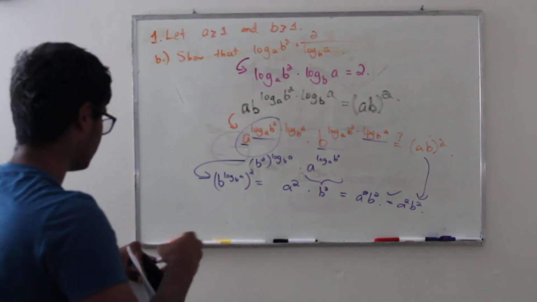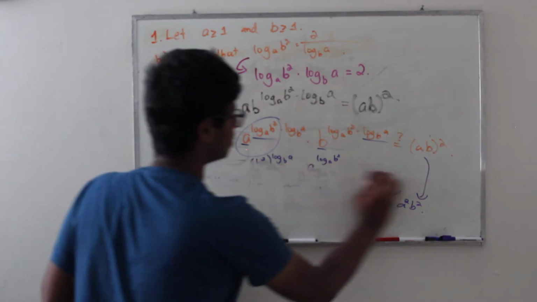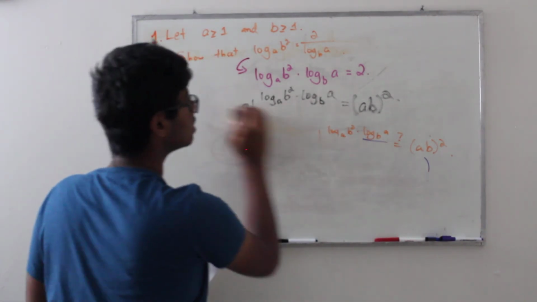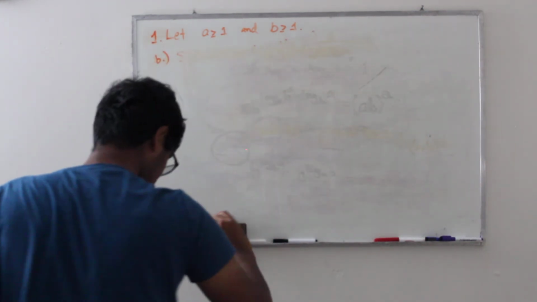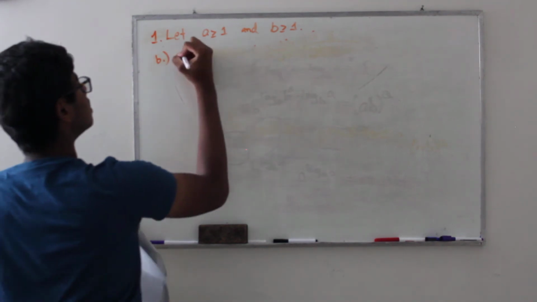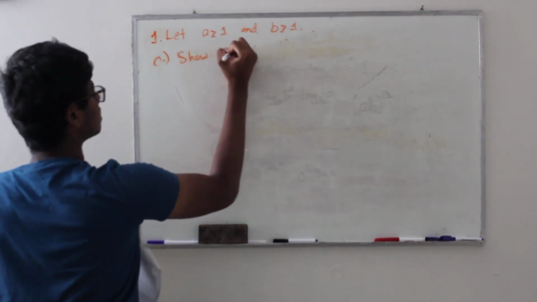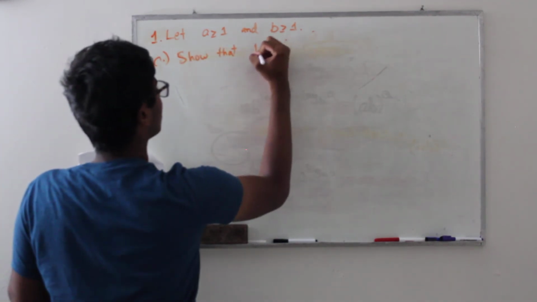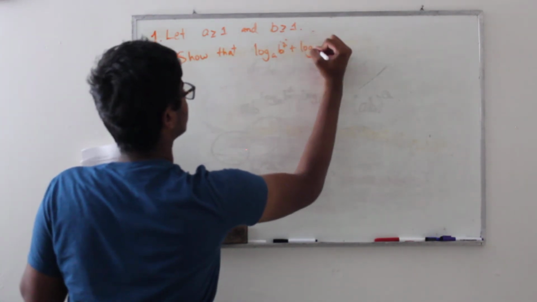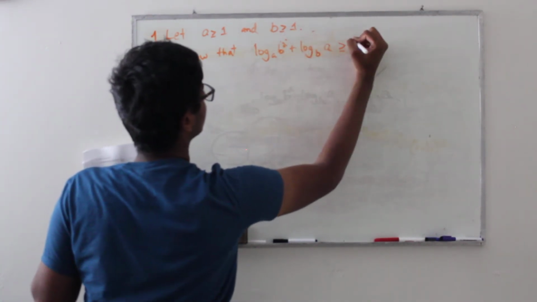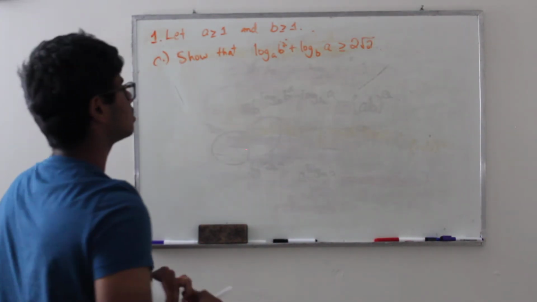So lastly, for this third part, it actually has to do with a sum and not a product or a quotient or anything like that. So this last part is telling us to show that log base A of B squared plus log base B of A is greater than or equal to 2 root 2. So while I was taking the test, a few of these things struck me about this question.